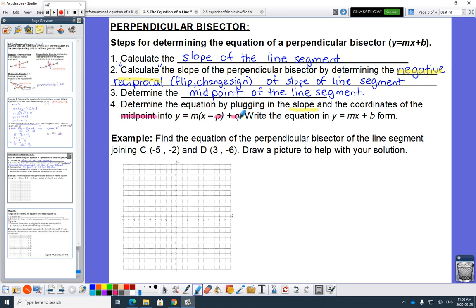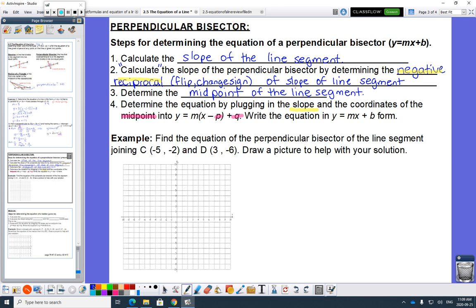As P and Q. Okay? Because we're no longer looking at the line segment anymore. Now we want the perpendicular bisector, and the only point we know is the midpoint where it cuts the line in half. Okay? So that's your only choice.